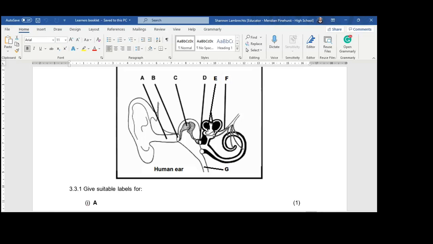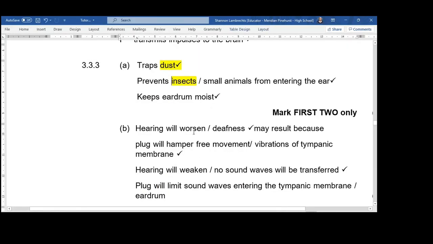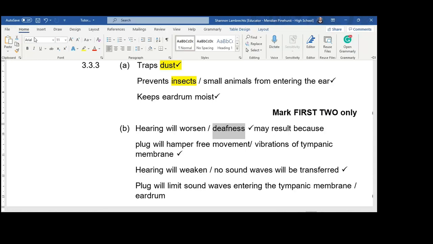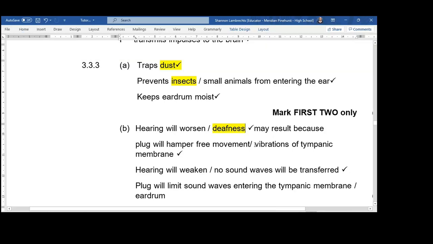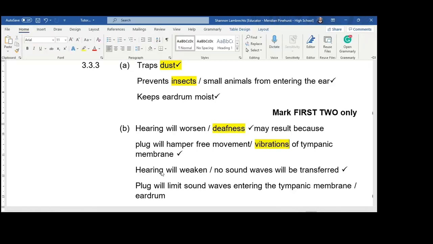Because of that, we know that hearing will worsen or hearing will not be as effective, as I explained now. So that's going to lead to deafness, right? And this may result in the hampering of free movement, meaning the tympanic membrane won't vibrate as freely. And because it doesn't vibrate as freely, that is going to cause hearing to be weakened or softer or to have no sound. So anything along the lines of deafness, the tympanum doesn't vibrate, and that's going to lead to not hearing properly or deafness, you will get the mark for that. So that's what happens when you have a buildup of wax.